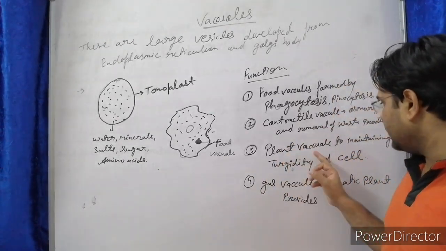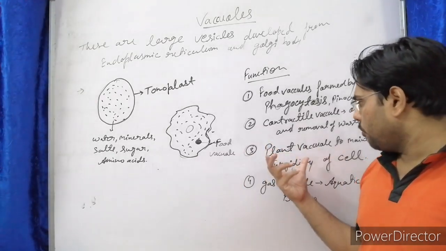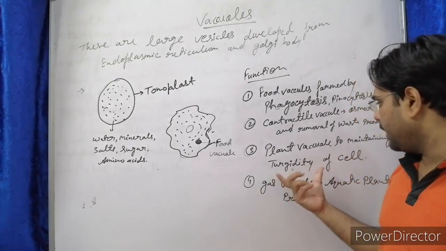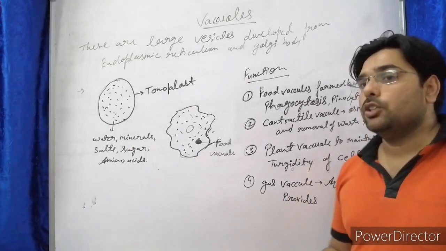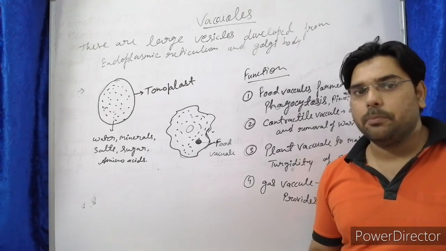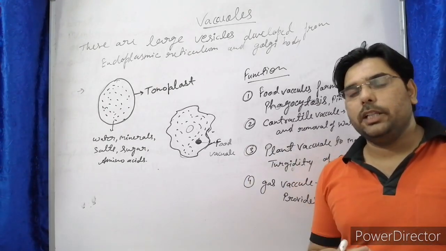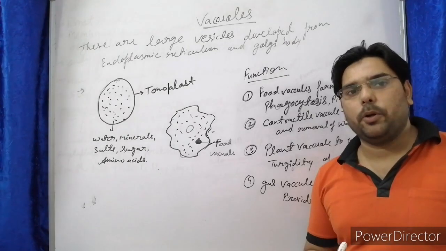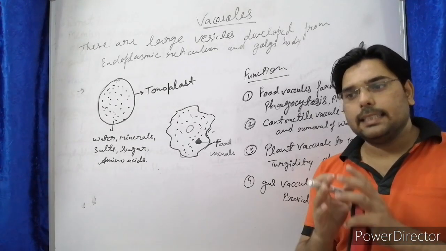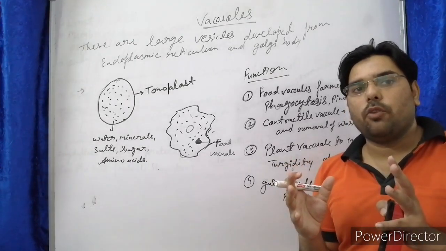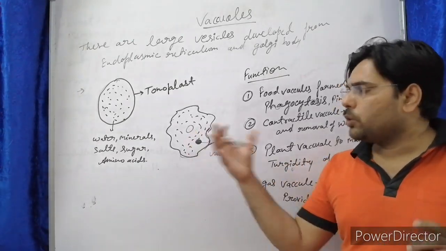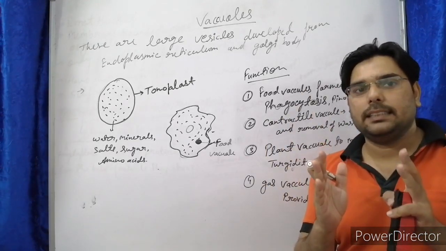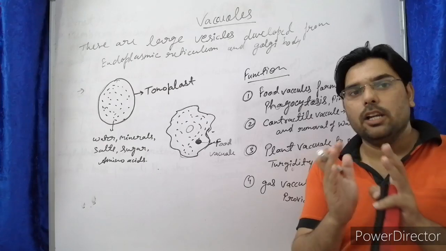And in the plant cell, what is the role of these vacuoles? In the plant cell, the major role of the vacuole is to maintain the turgidity of the cell. So what is the turgidity of the cell? Suppose water goes into the cell due to a hypotonic solution; when the cell is placed into the hypotonic solution, the cell swells. The extra amount of water inside the cell is absorbed by the vacuole, which helps to maintain the shape of the cell. It does not allow the cell to swell.